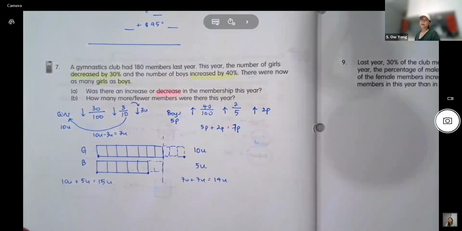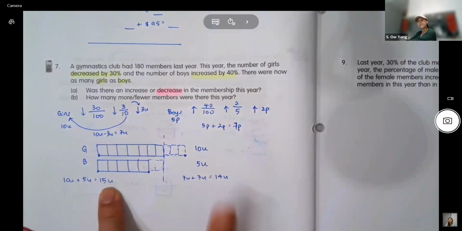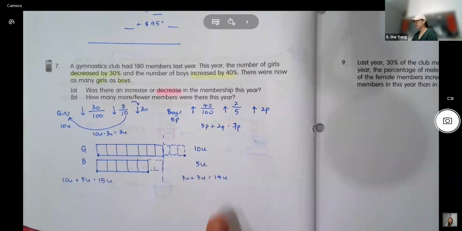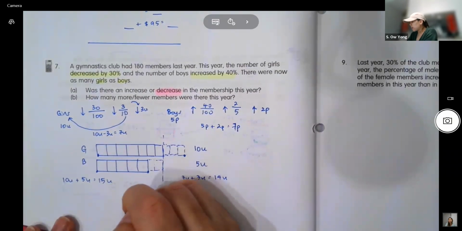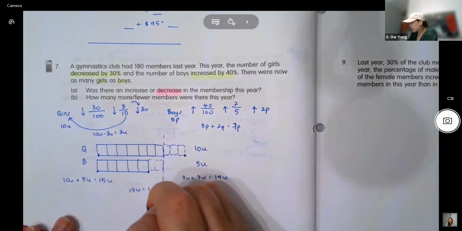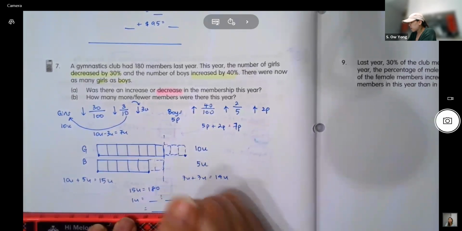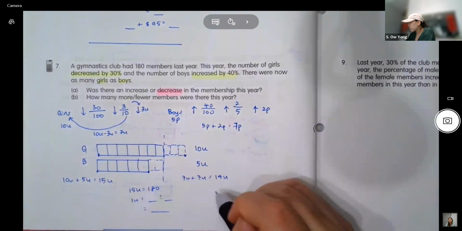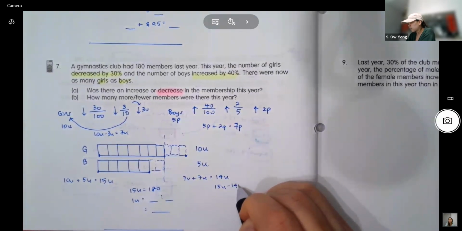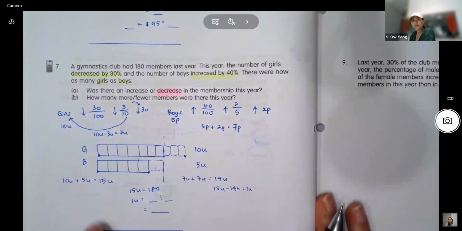So they ask you, how many fewer members were there this year? So when we are asking you, compare 15 and 14, how many fewer? So you take 15 minus 14 to get 1 unit. Once you get 1 unit, you get the answer because 15 minus 14 gives you 1.